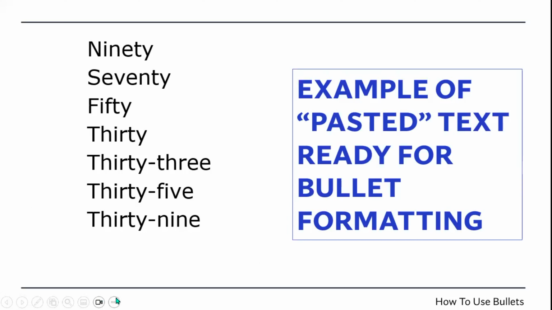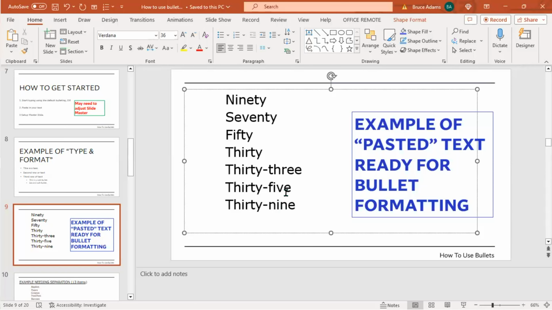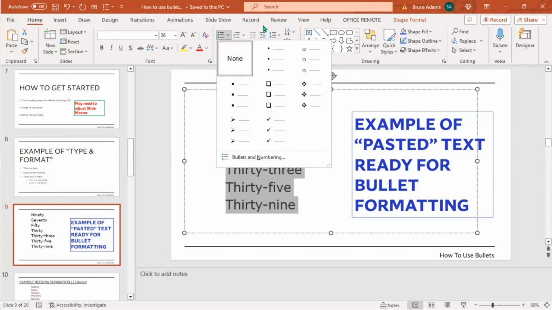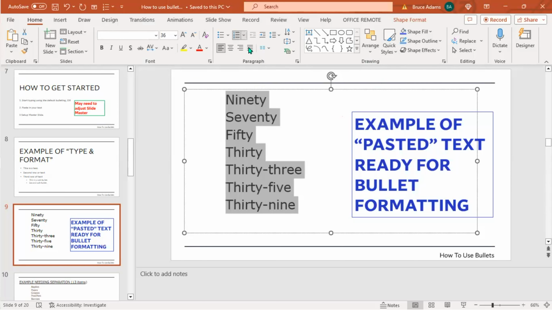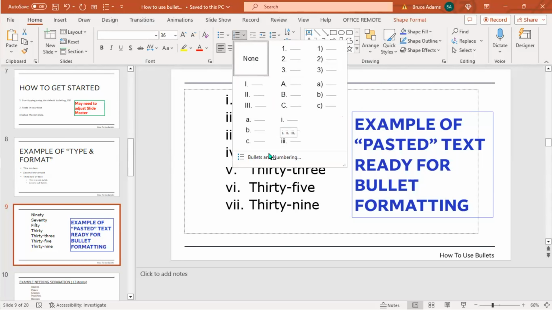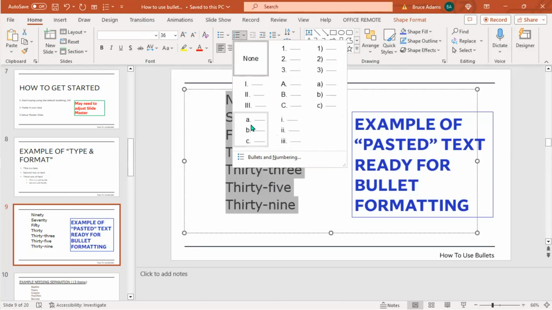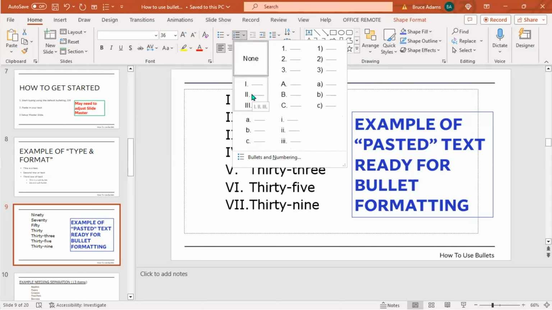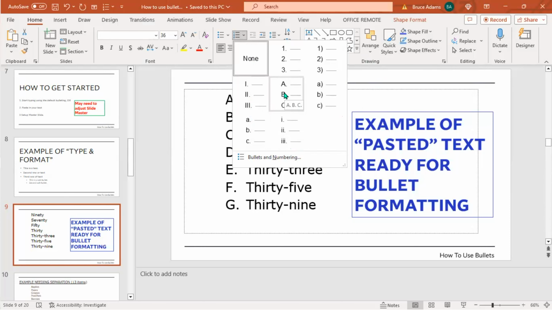Now here's an example, as I show here, of some pasted text ready for bullet formatting. Let's drop out. You click anywhere in the box, paint it, and you select whether you want symbols or if you want numbers and alphabets. And notice how it changes based on your selection. And that was shown in the silent demo.